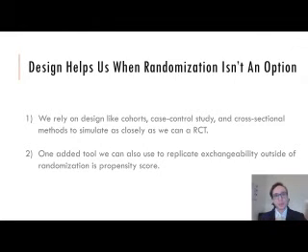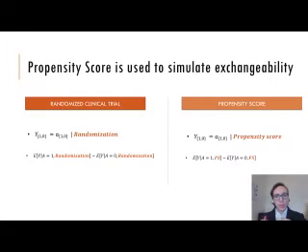In addition to that, an added tool that you may not know much about as yet is propensity score. So propensity score is used in these contexts when we can't do randomization. And why do we use propensity score? To replicate exchangeability. Essentially, propensity score is used to replicate the conditions of randomization and ensure that we have exchangeability. So we can isolate the differences between those that receive intervention and those that receive placebo. So propensity score is used to simulate exchangeability.